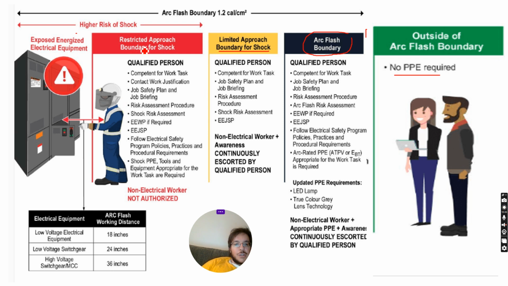And then when we get to the restricted approach, only electricians are allowed here. Again, we have to go through all of the permitting and electrical safety policies, and we must have PPE to protect us from shocks. Now, the typical distance for low voltage is 18 inches, for low voltage switch gear it's 24 inches, and for high voltage switch gears or motor control centers, it's 36 inches.